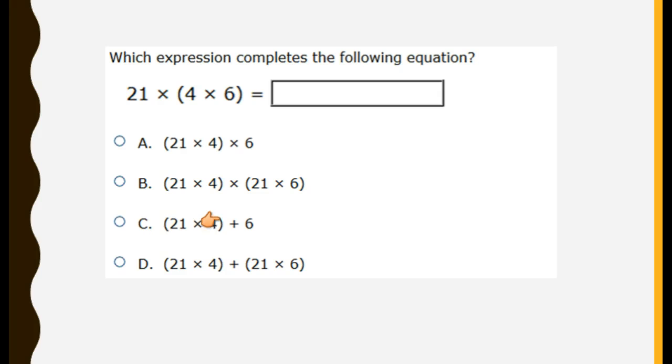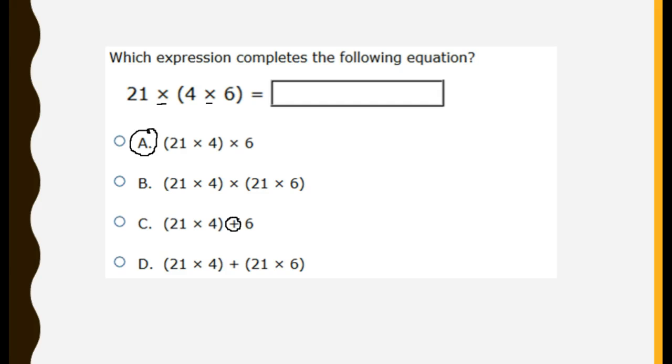Okay, let's look down here at C. You can see here that they've moved the parentheses around these numbers. Up here it says 21, 4, and 6. This says 21, 4, and 6. So instead of grouping 4 and 6, it groups 21 and 4, which is good. However, if you look really closely, you're going to notice that they changed the sign. This is using multiplication. You can't change the signs and get the same answer. It has to be the same signs.